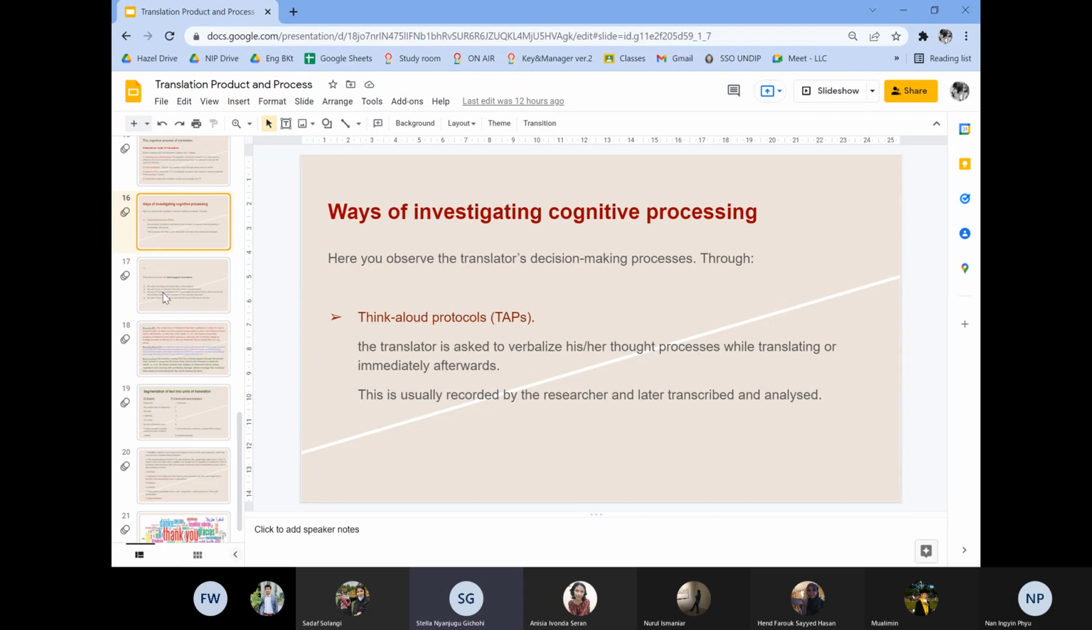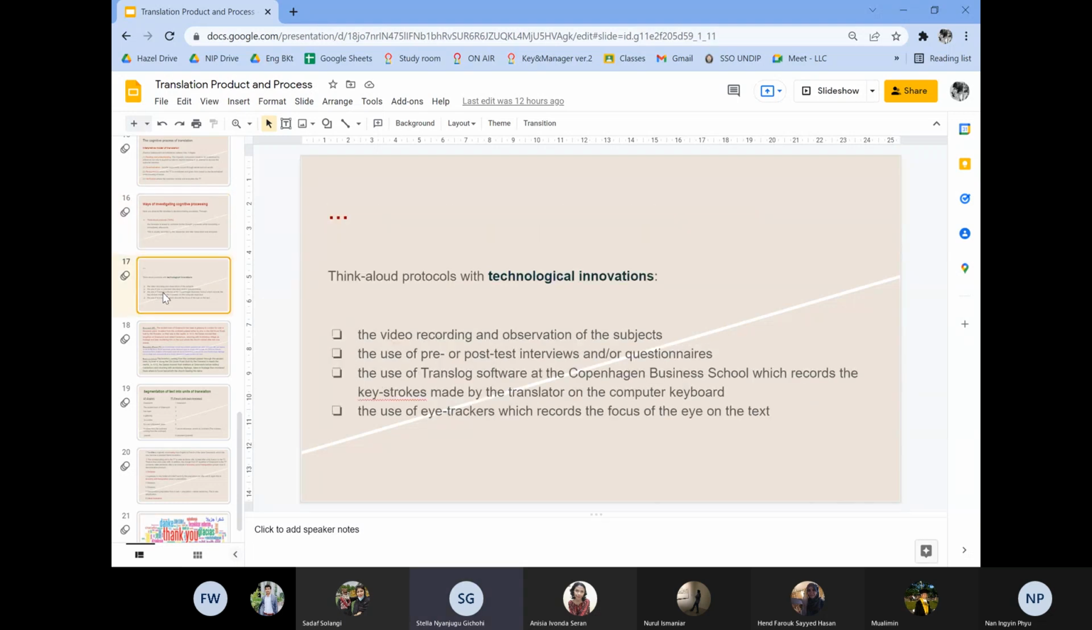It could be done at that time or later. After that, this is recorded by the researcher, and then it can be transcribed and analyzed later. So it is a mental, or cognitive, process that is happening. Going on, we shall see that things have become developed. There are innovations happening every day.